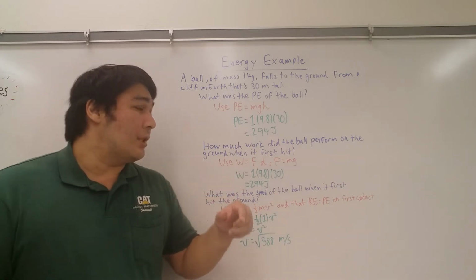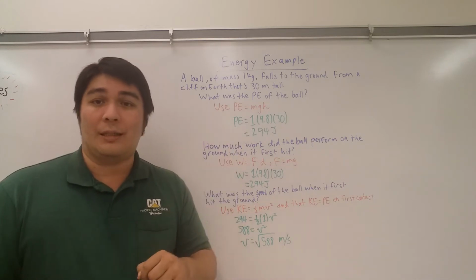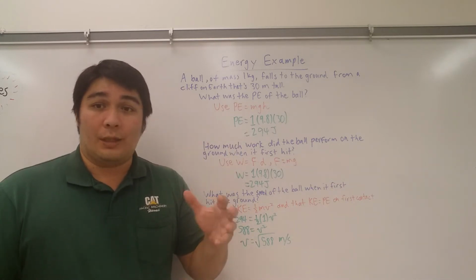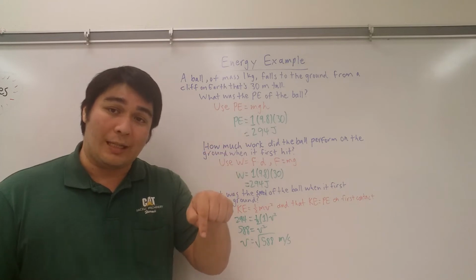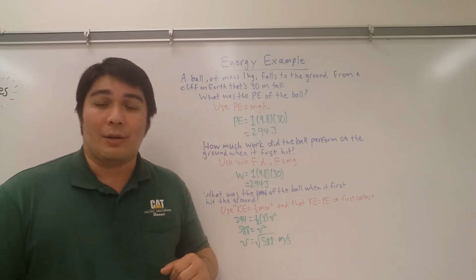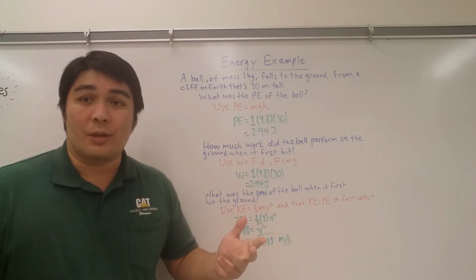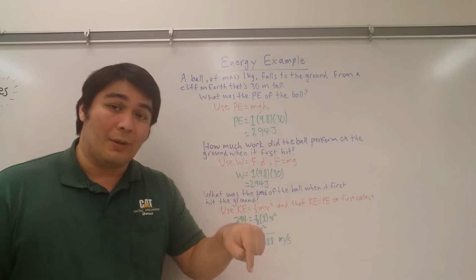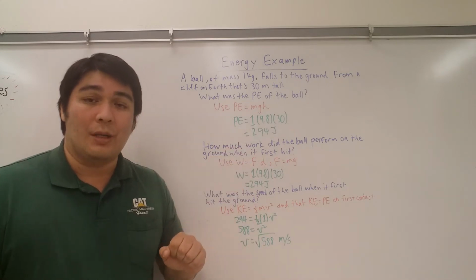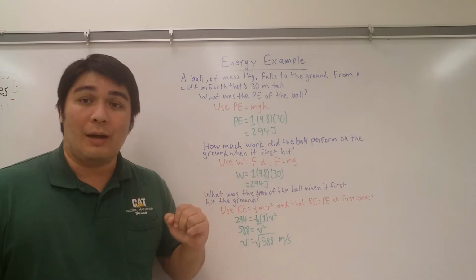So the next question is, how much work did the ball do when it first contacted the ground? So you'd have to take the work that it did. You need the force that it applied to the ground over the distance that it fell. Okay, well, let's check that out. Work is equal to force times distance. So what is that force? The force is the weight of the ball as it smashes into the ground. So that's mass times acceleration due to gravity.